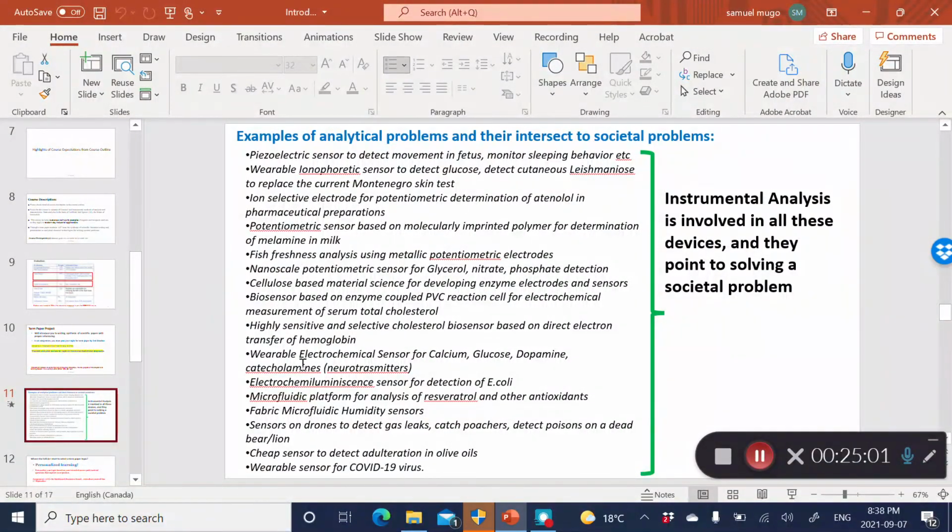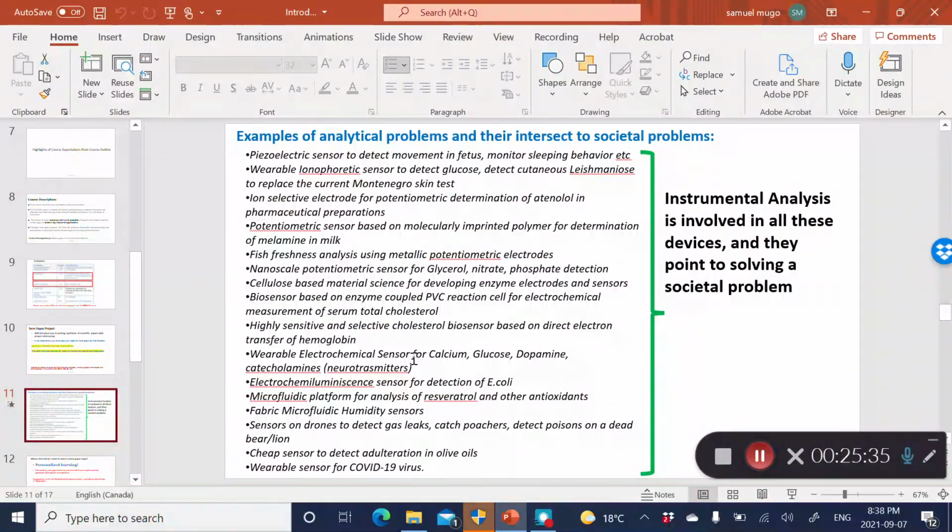Another example, a previous student worked on wearable electrochemical sensors, for example, to determine something like calcium, to determine glucose, to determine things like neurotransmitters such as adrenaline. We've done that in our research group, and I think a student worked on that before. Another interesting topic, fish freshness, making a sensor that can determine fish freshness in real time, using potentiometry.